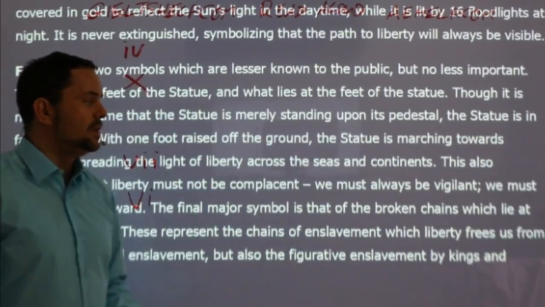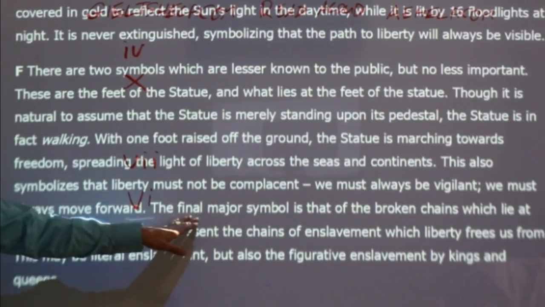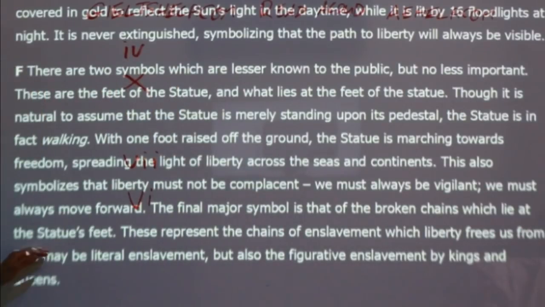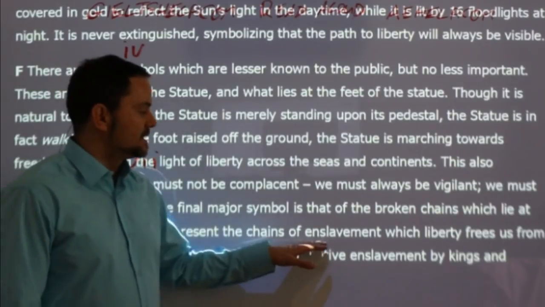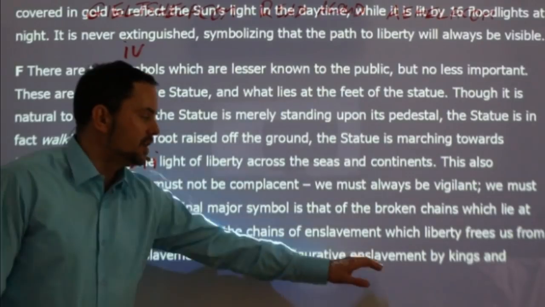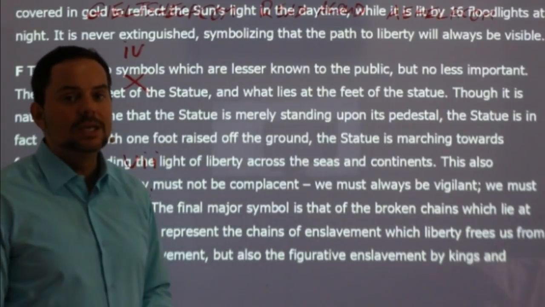We must always be vigilant. We must always move forward. The final major symbol is that of the broken chains, which lie at the statue's feet. These represent the chains of enslavement, which liberty frees us from. This may be literal enslavement, but also the figurative enslavement by kings and queens.